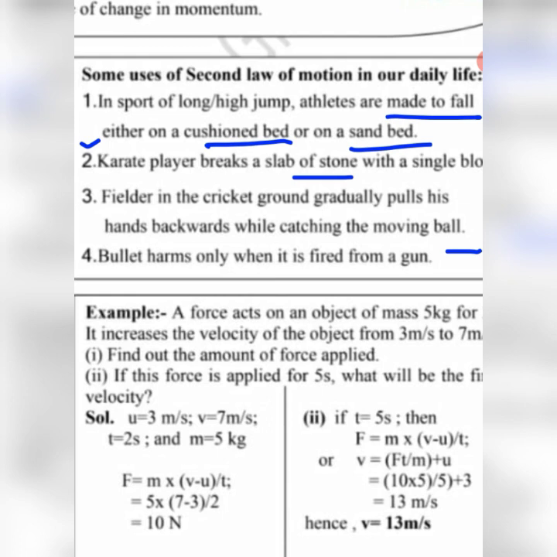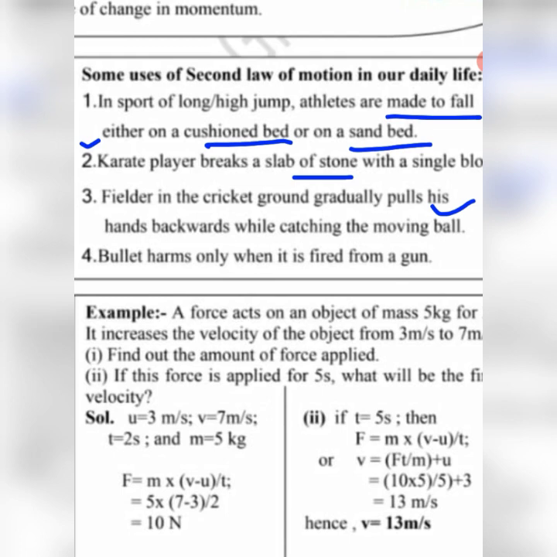The third example is from a cricket ground, when a fielder gradually pulls his hand backward while catching the moving ball, as we must have observed while watching a cricket match. And the fourth is that a bullet harms only when it is fired from the gun.